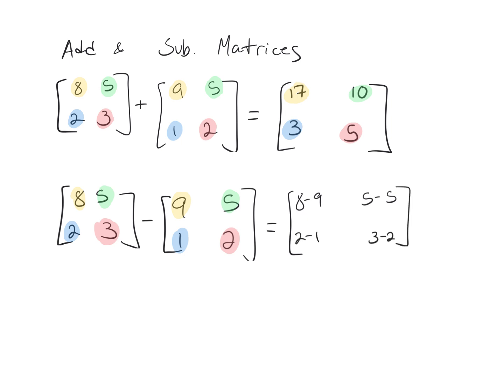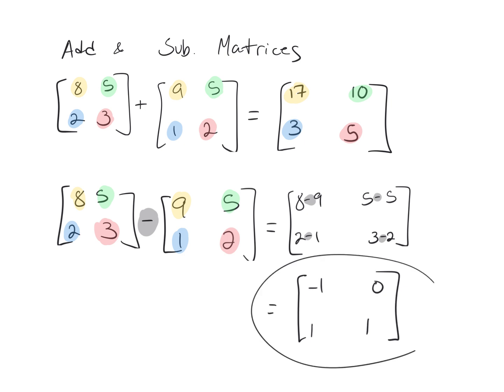Now, why am I writing it down here and I didn't write it down in the other one? I am writing it down here because I want you to notice that this negative, you have to apply it to all of them. So it's just a way for you guys not to forget it. Your final answer would now be negative 1, 0, 1, and 1. So this will be the final answer for subtracting. This will be the final answer for adding.